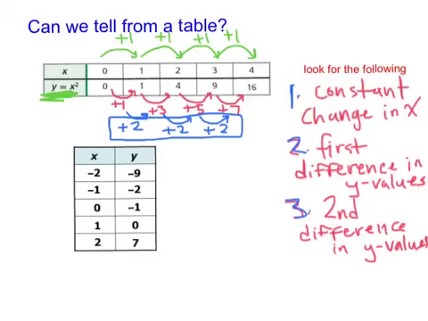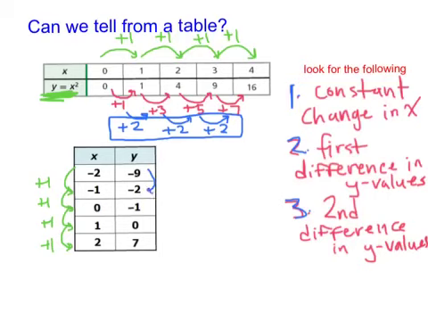So let's look at the next example and see if this is quadratic or not. The first thing we're going to look for is a constant change in our x. So we go from here, this is plus 1 again, plus 1 again, plus 1 again. Okay, so that's good. So let's look at our first set of differences.